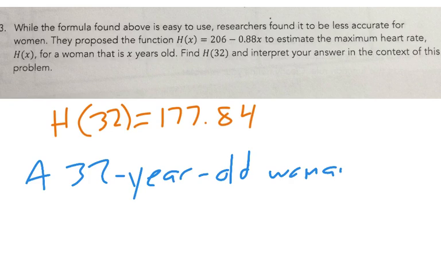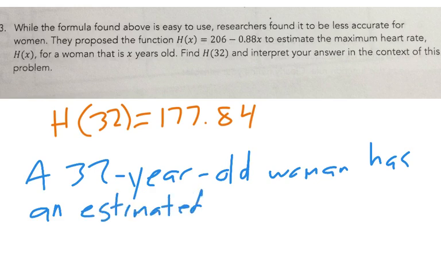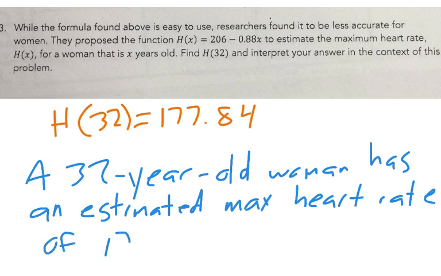A 32-year-old woman has an estimated, here's their terminology, max heart rate of 177.84 beats per minute.